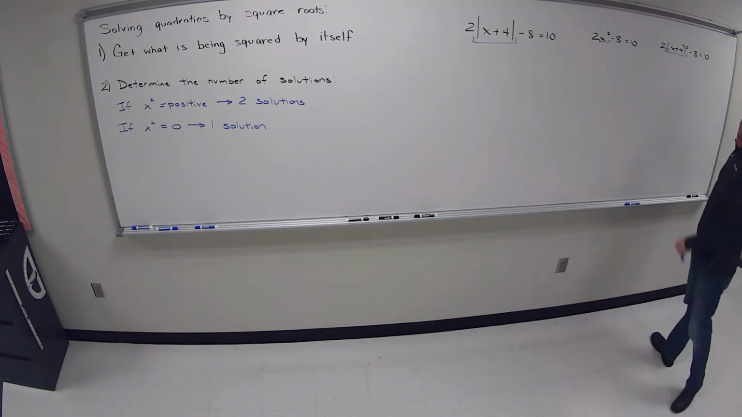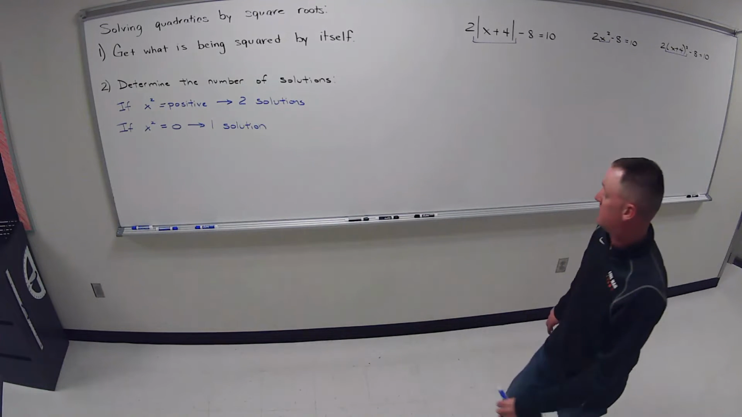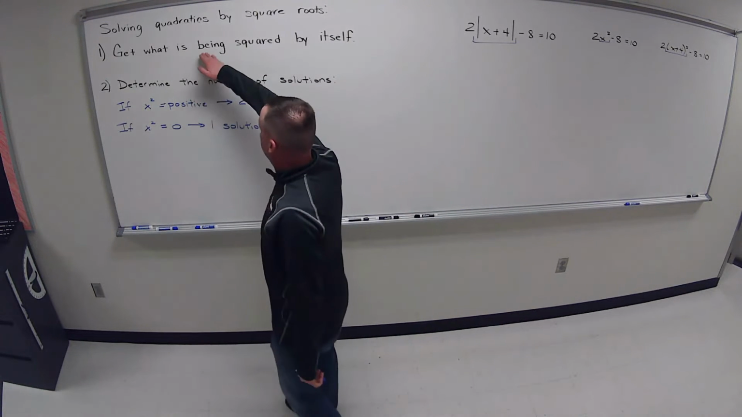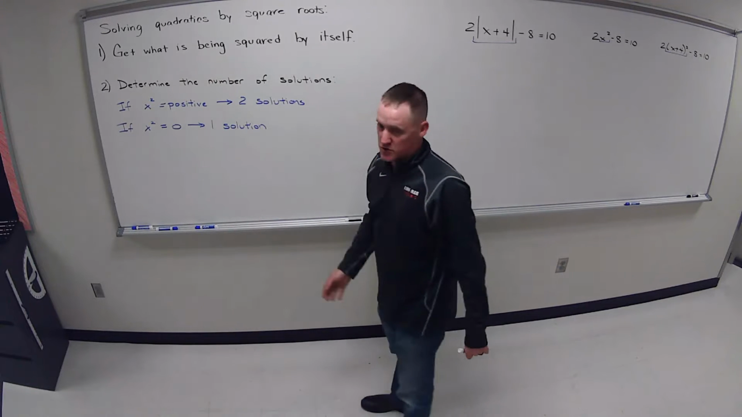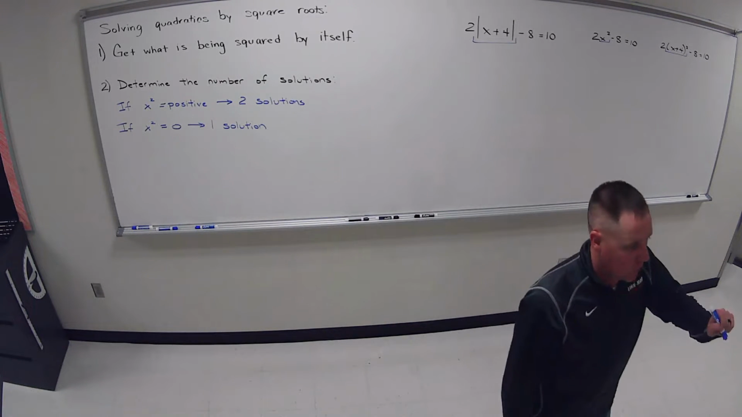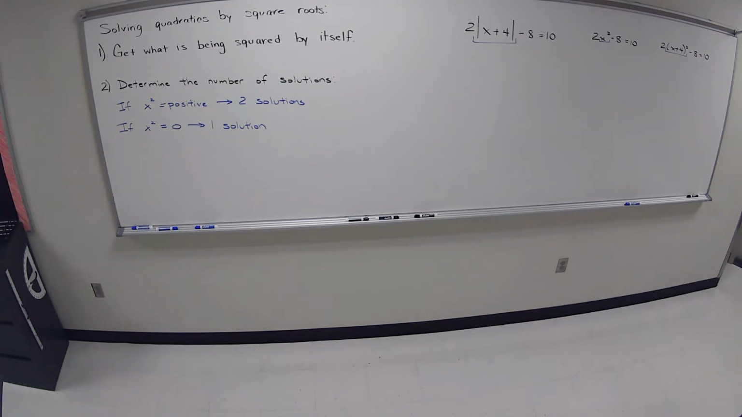Tomorrow, though, we're going to start seeing that we've got things inside parentheses that are being squared. So, get that by itself and then determine the number of solutions. Again, here's what I'm going to tell you. When you find two solutions, your calculator is only going to give you one. Okay? What is the square root of 16, ladies and gentlemen? Type that into your calculator for me, please.